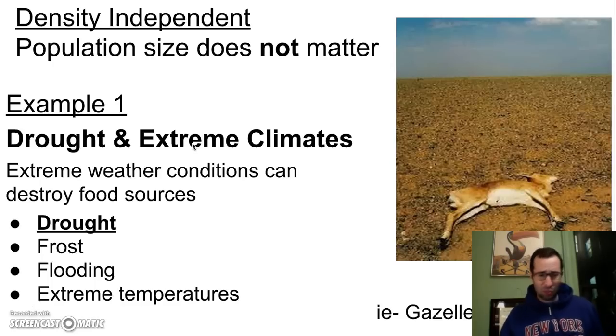The same thing is true on a really, really hot day. You could be one person or one organism in the middle of an area and be really, really hot, and you could be hundreds of organisms in one area and be really, really hot. It doesn't matter because it's density independent.